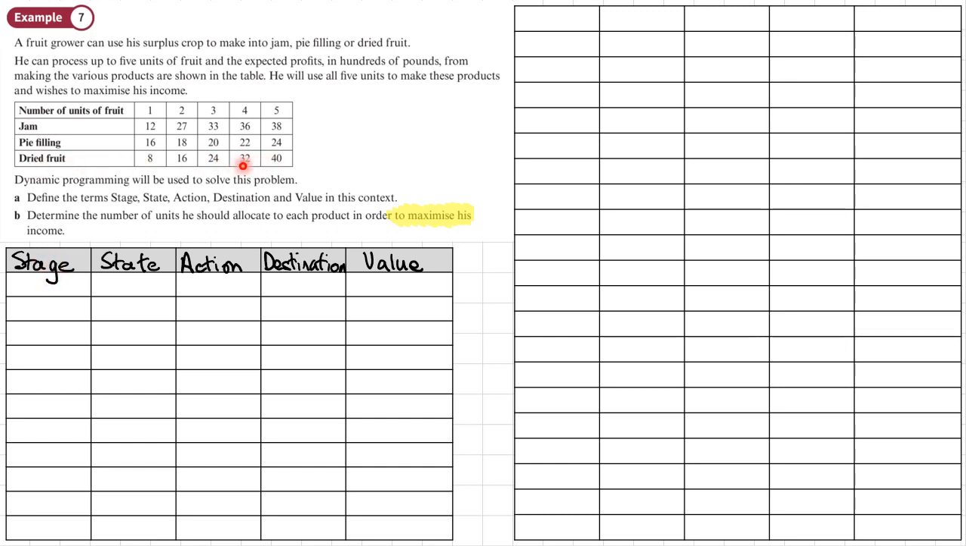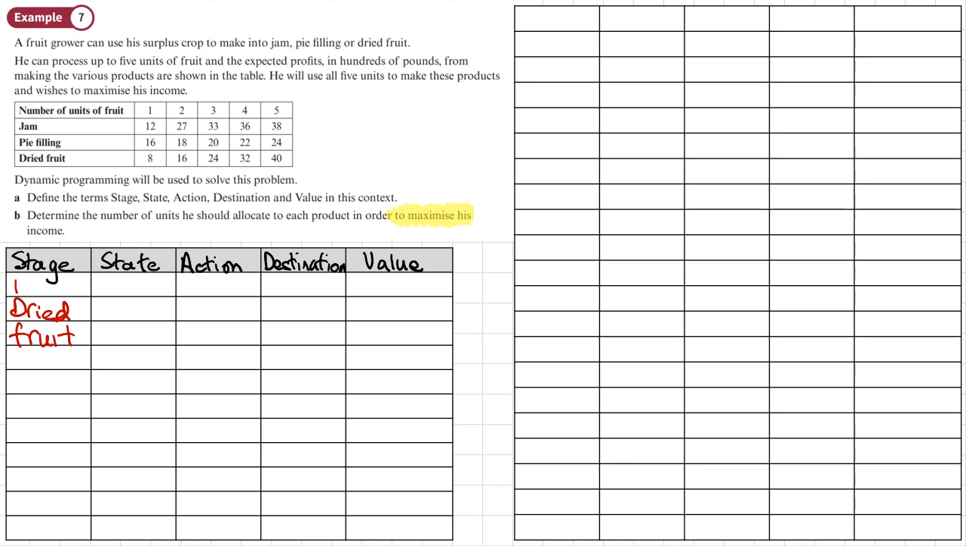So starting at the bottom of the table, remember in dynamic programming we start from the end and work backwards, from the sink and then work towards the source. First one is going to be dried fruit, so stage 1, dried fruit, and we'll think about the different options that we have. So first of all, how many units could have been passed to the dried fruit stage from the previous stages?